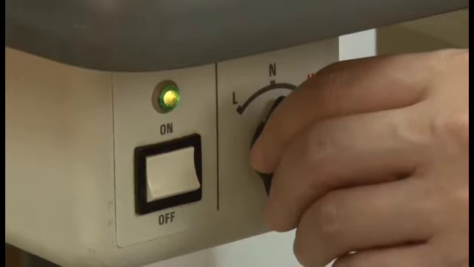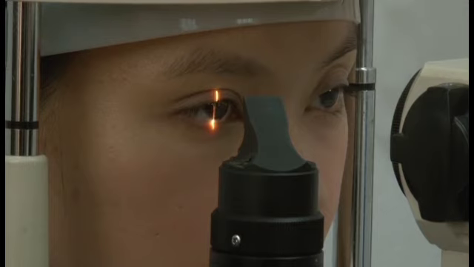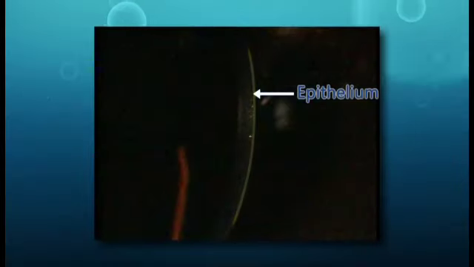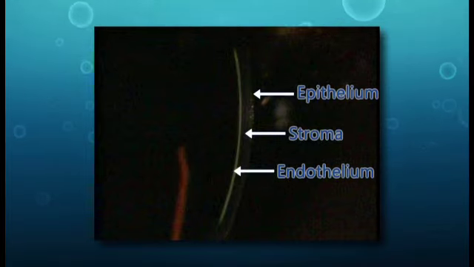Gradually increase the light source from low, medium to high. This illumination is generally used to view a cross-section of the cornea. An optic section helps to differentiate the various layers of the cornea, including the epithelium, the stroma, and the endothelium.